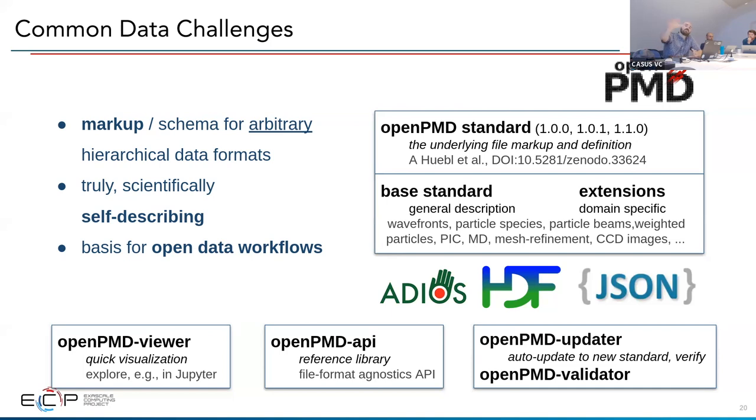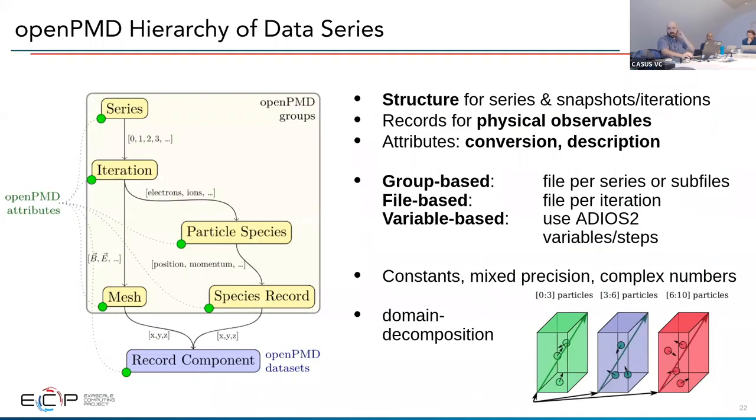And then there's a lot of tooling around this that makes it really easy to use such files. So we have, for example, a universal visualization tool that you can just quickly open and see immediately what's in your data. We have a standard API or reference implementation that we developed together with CASUS scientists. And we have converter tools and validation tools that help you use this. There's implementation details like this.